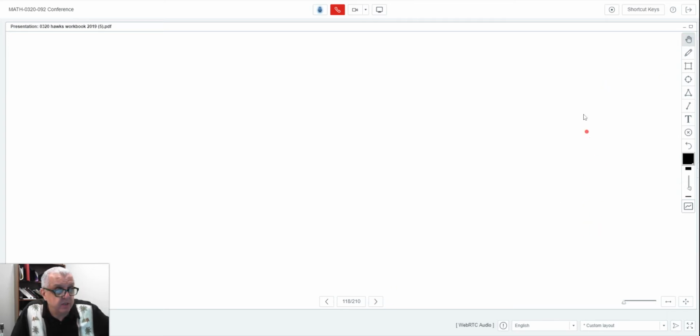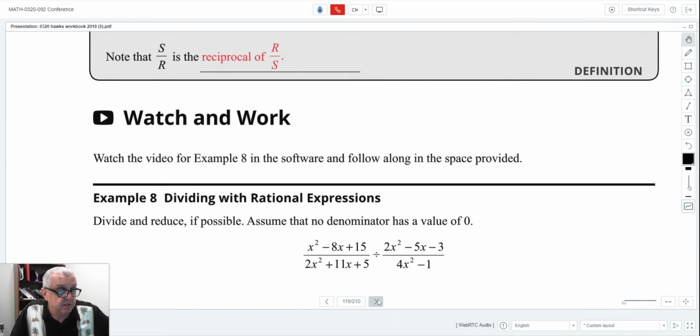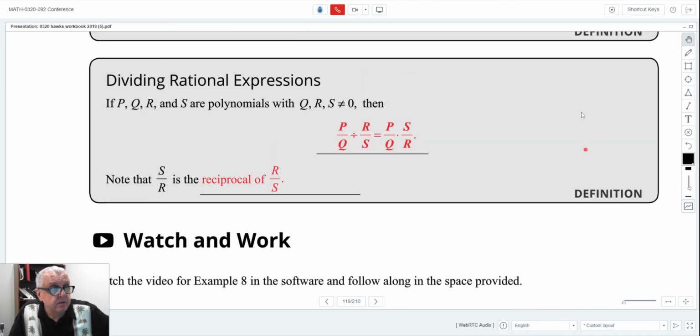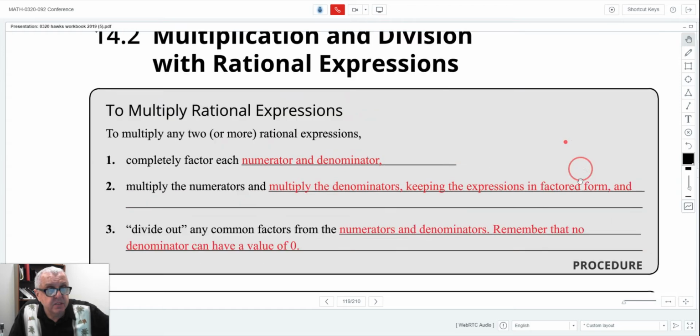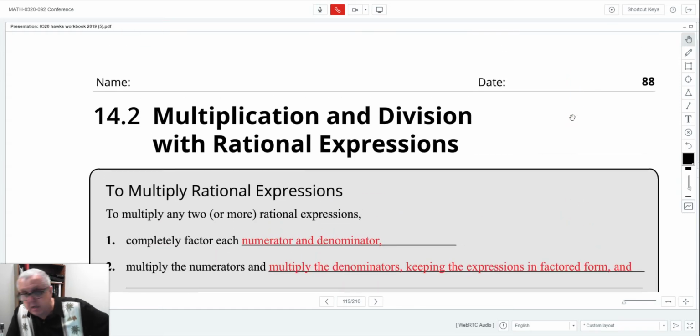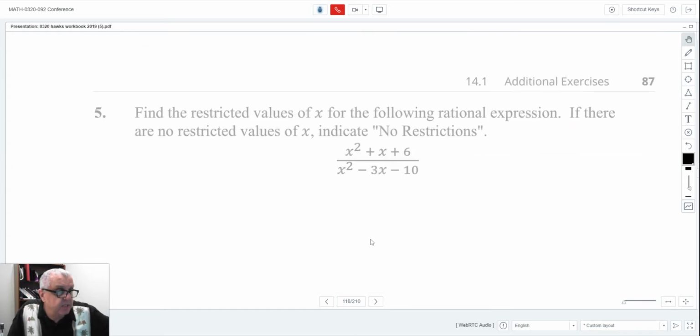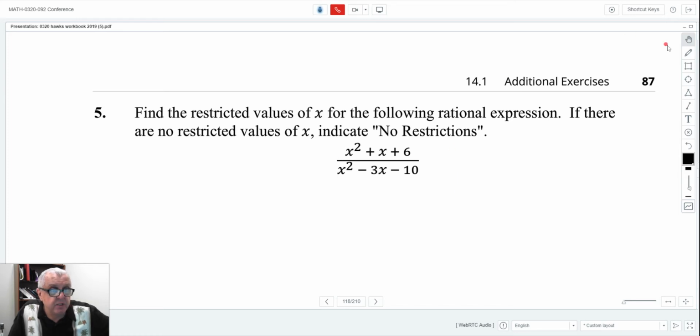All right. Let's see where I'm at now. I thought I was here. Okay, let me see where I'm at. I got to go to the previous page. This is the next one I wanted to do.